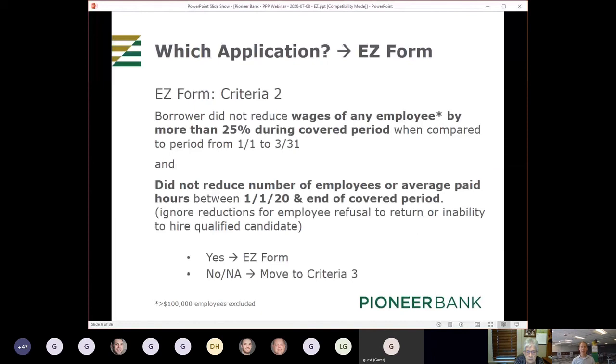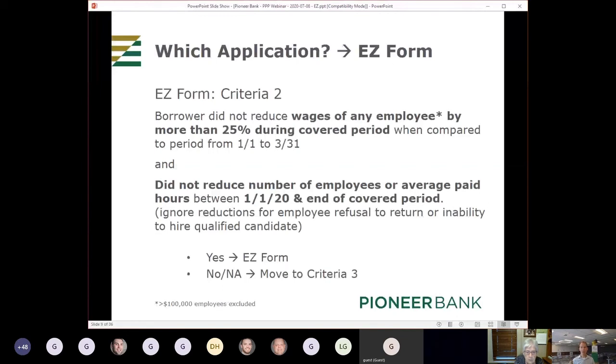The first one is that the borrower did not reduce wages for any employee by more than 25% during the covered period. What that means is when they say wages, that's the per hour rate that you're paying these people. So if you're paying somebody $15 an hour, did you drop somebody from $15 by more than 25% during your covered period? The covered period is the time immediately following when you got the loan. And then you're going to compare that to what they were essentially pre-pandemic, from 1/1 to 3/1 or 3/31.